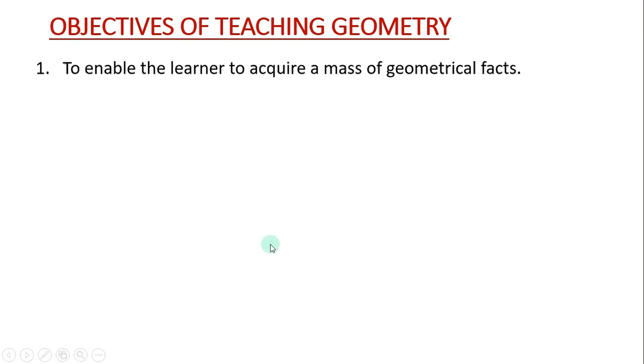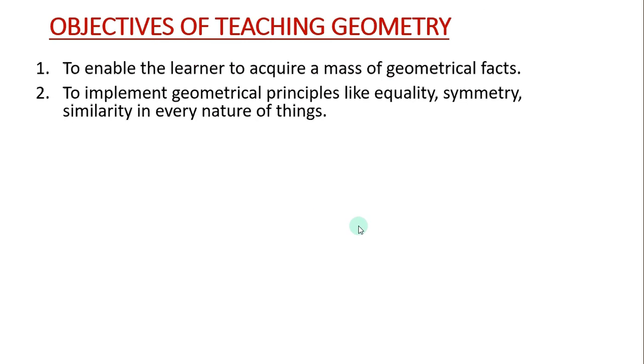First, to enable the learner to acquire a mass of geometrical facts. So many geometrical facts are there. The learner should learn the facts, the shapes and formulas, the area, all the facts they should know. To implement geometrical principles like equality, symmetry, similarity in every nature of the things. In daily life, what are the symmetrical figures? What is meant by equality, similarity? What is the difference between symmetry and similarity? They should know all that. So that is one of the objectives of geometry.